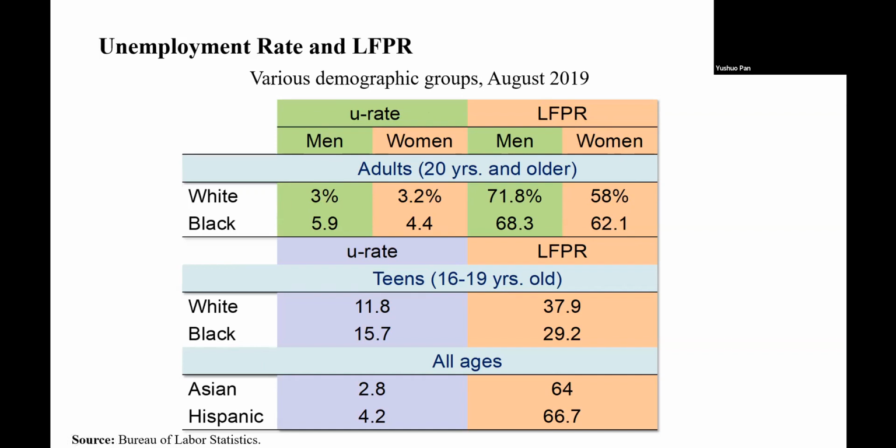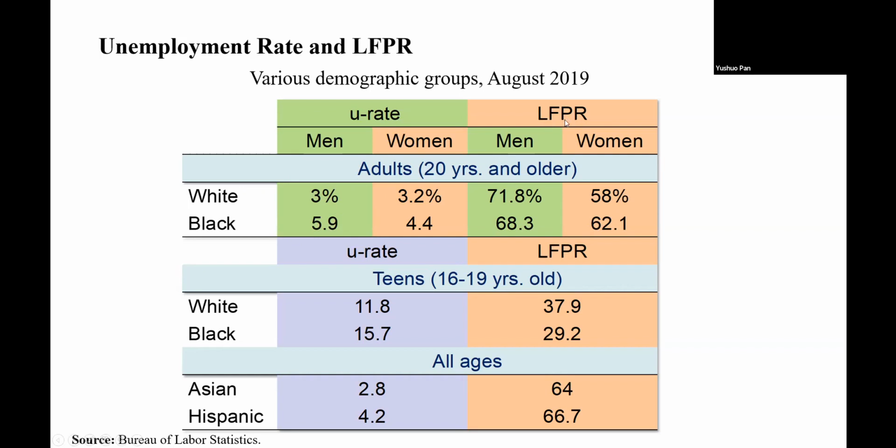Which means for the people who are looking for a job, most of them are going to have a job. They will be employed. Only a small percent, only around 3% of them, cannot find a job currently and are still looking for one. And that's for the white. How about for black?